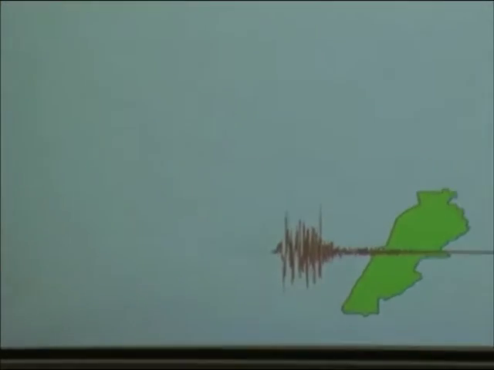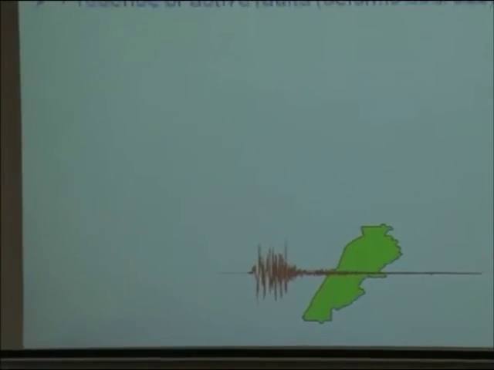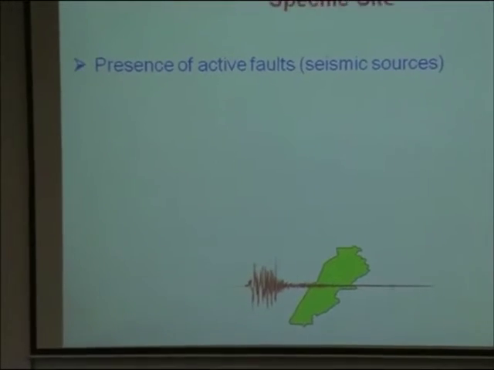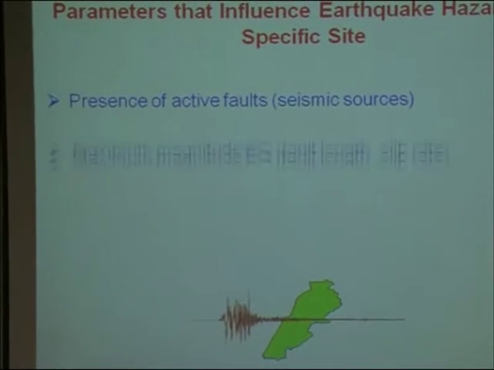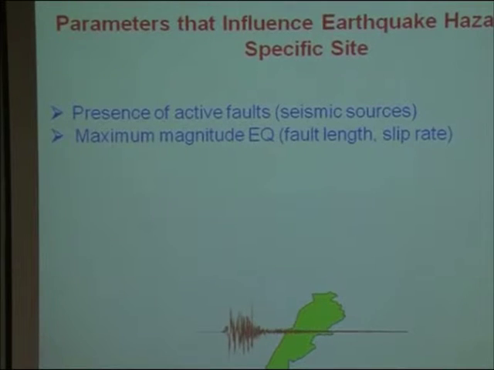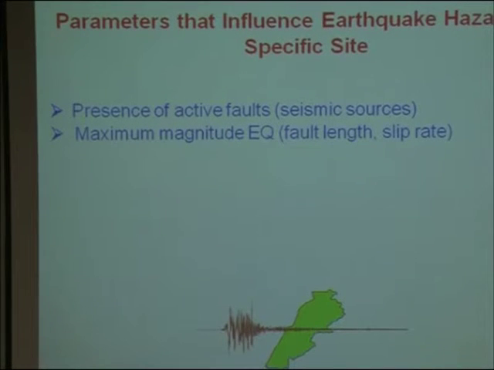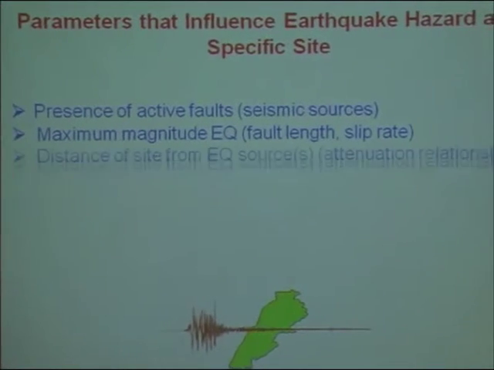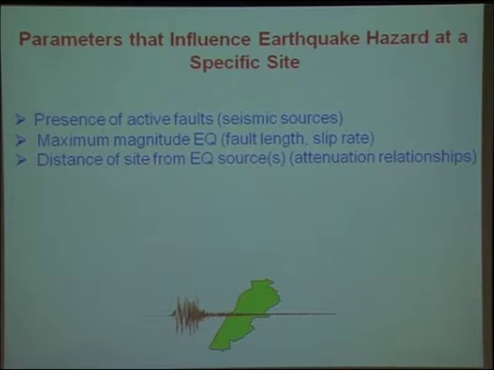Now, what are the parameters that influence earthquake hazard at a specific site? We have the presence of active faults, seismic sources. We have to know at that time, in 1994, what are the active faults in Lebanon. And we were able to do that. And then we have to determine what is the maximum magnitude earthquake that can be triggered by any major fault in Lebanon. Also, we need to know the distance of the site from the earthquake sources.